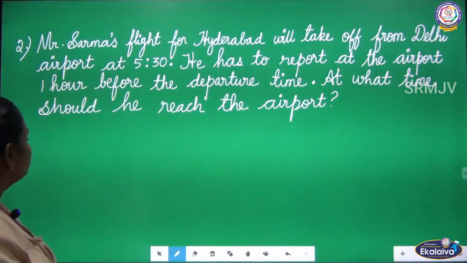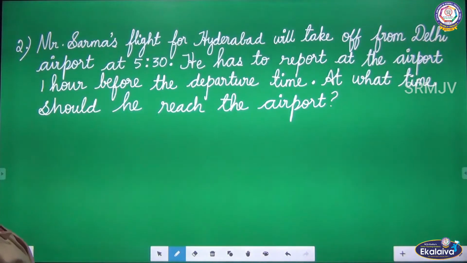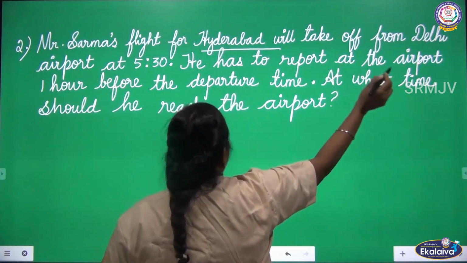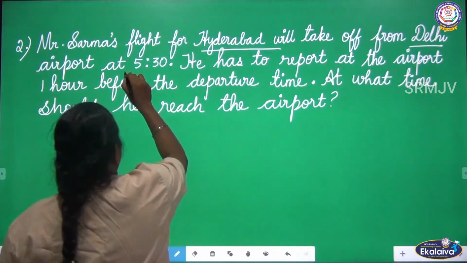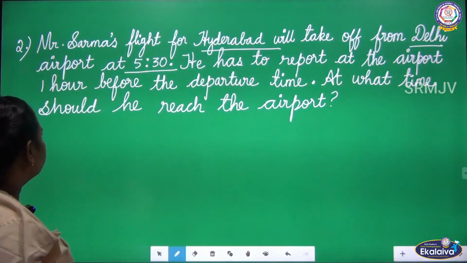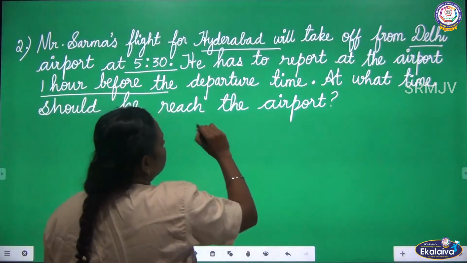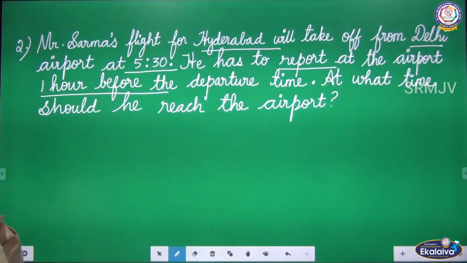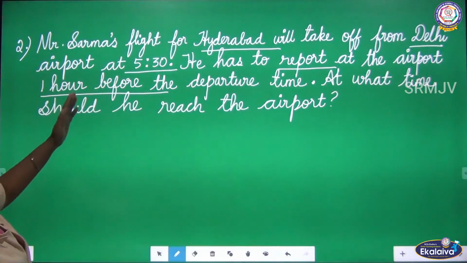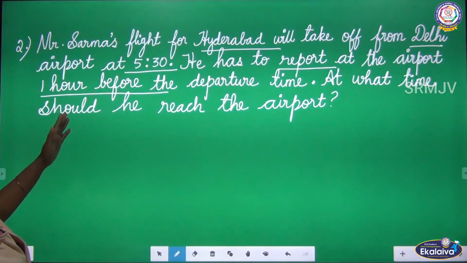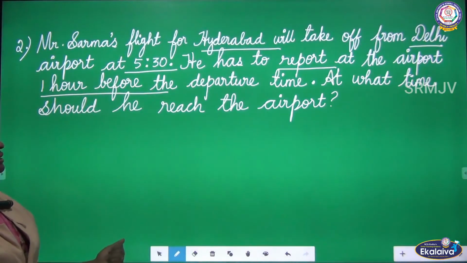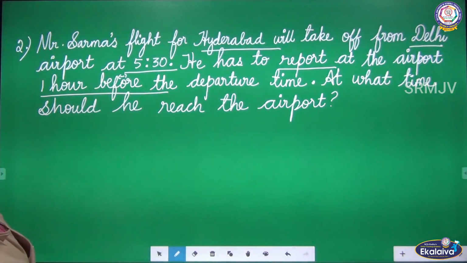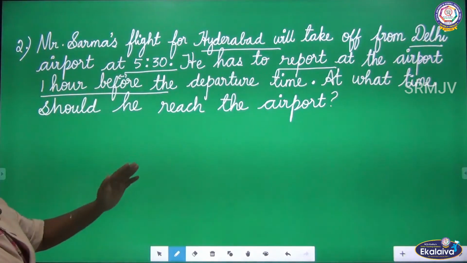Next one we are going to see a word problem. Mr. Sarma's flight for Hyderabad will take off from Delhi airport at 5:30. He has to report at the airport 1 hour before the departure time. At what time should he reach the airport? They have given departure time, and reporting time is 1 hour before the departure time. So before means what you will do, children? We are going to subtract.